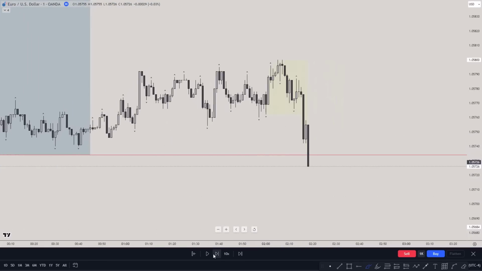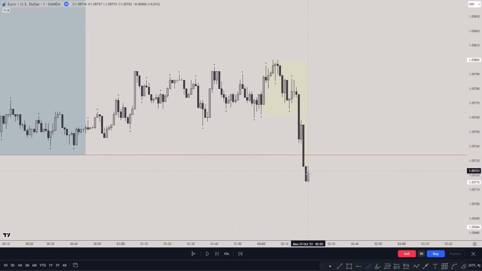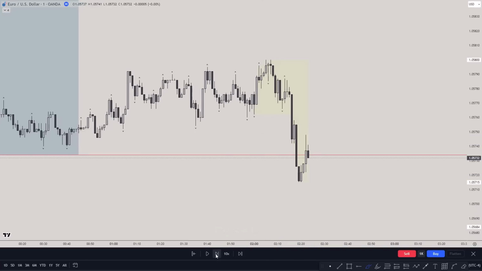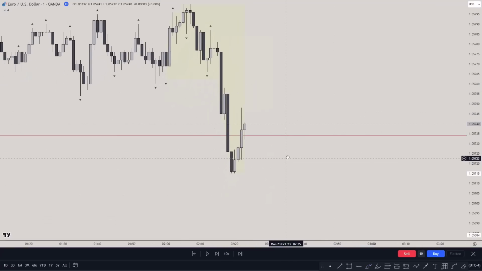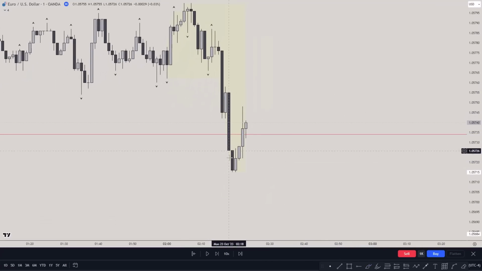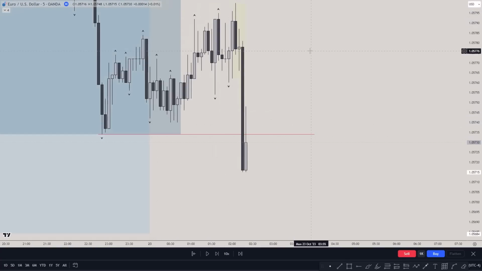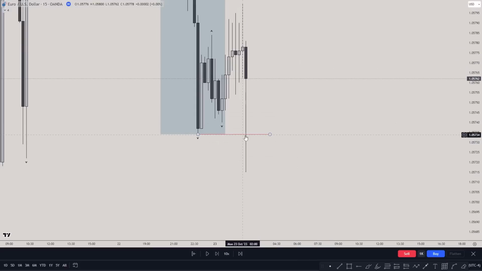So price is below the liquidity level. I want to see price coming back into the range, and yeah, there you go. So price now is above the range, so this is the manipulation. If we go to the higher time frame, for example 5 minutes, or maybe 15 minutes, we'll see this as a wick. You'll see this as a wick.